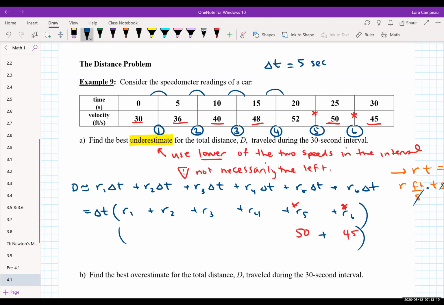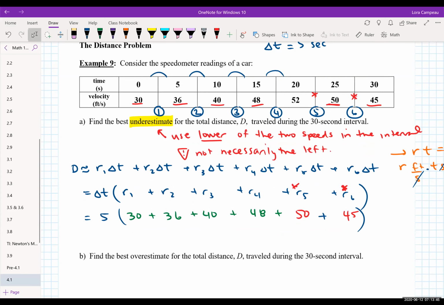Well, everyone else, it tends to make more sense. We already know delta t is 5. Well, R1, we can then say, okay, that's 30. 36 is R2, 40 is R3, 48 is R4. And then the last two were the ones that weren't quite in line with what we were talking about with left and right endpoints. So now, just use your calculator, you end up finding the total distance.